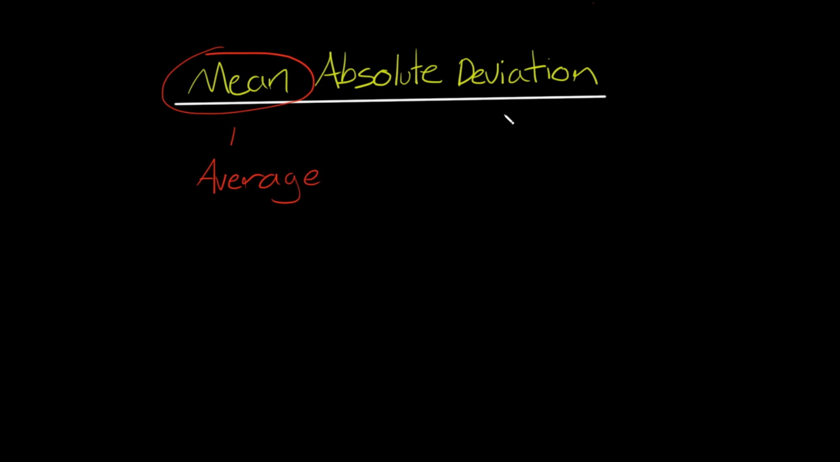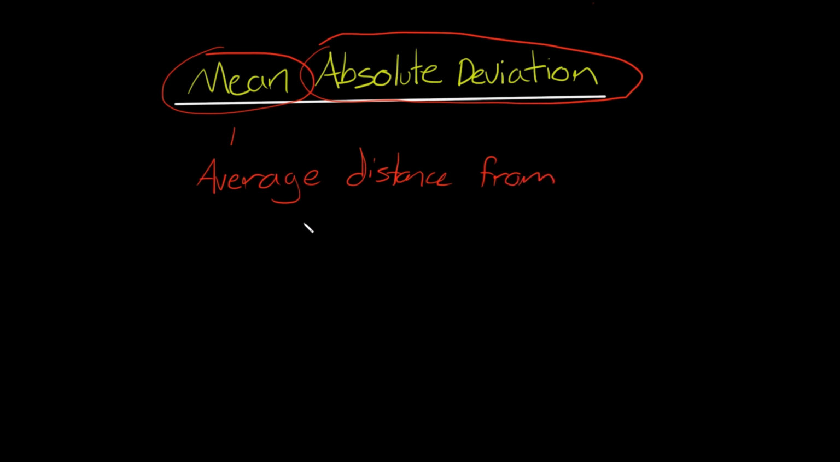And secondly, right here, we see the words absolute deviation. All this means in this case is the absolute value of how far a piece of data is from the mean of the data set. So we can just write average distance from mean. So mean absolute deviation, most often abbreviated as MAD, is just the average distance of all the points of a data set from the mean of said set of numbers.